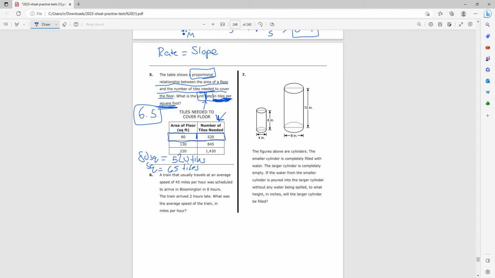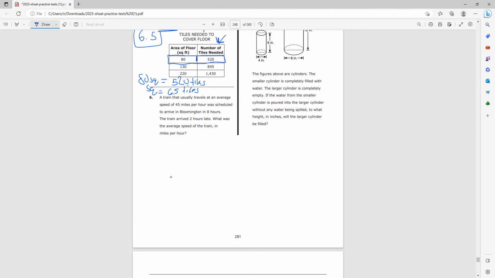Moving on to number 6, it says that a train that usually travels at an average speed of 45 miles per hour was scheduled to arrive in Bloomington in 8 hours. The train arrived 2 hours late. What is the average speed of the train in miles per hour? So you should probably know this formula: average speed is equal to the total distance over the total time. In other words, S is equal to D over T. Cool.